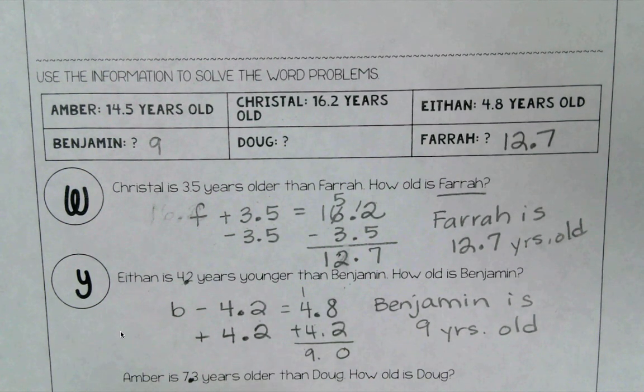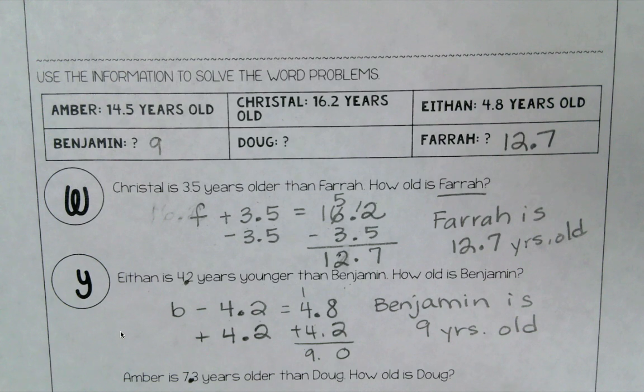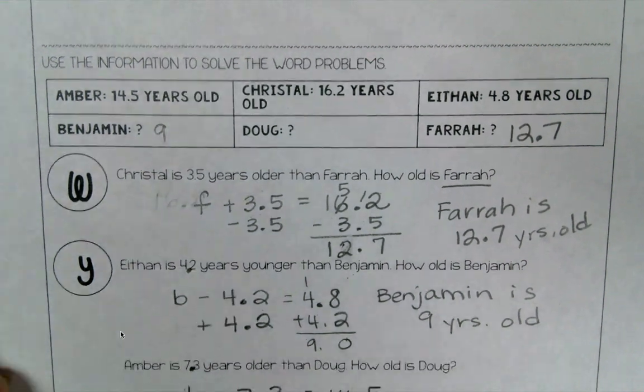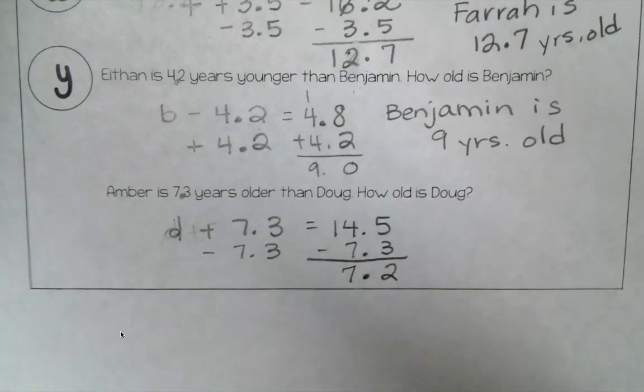So I'm going to subtract 7.3 from both sides. And I don't have my calculator. But look, it's going to be pretty. And not really. Okay, 14 minus 7 is 7. So Doug is 7. Oh my goodness, look at me. Not even bringing the camera down.